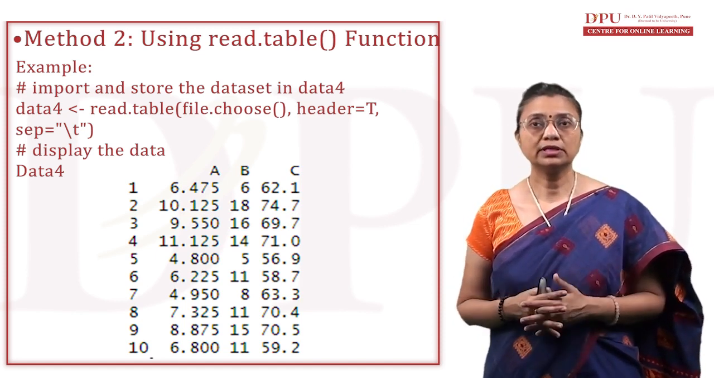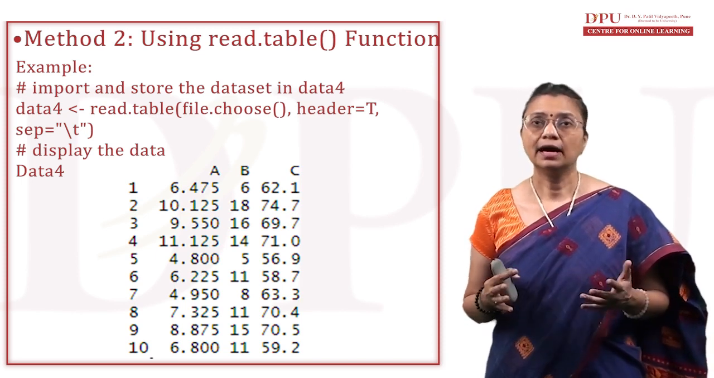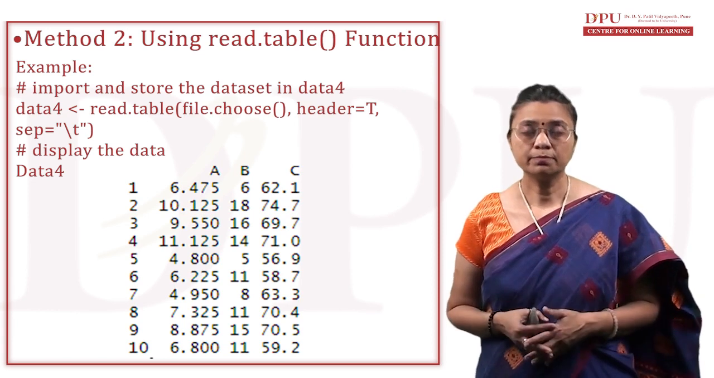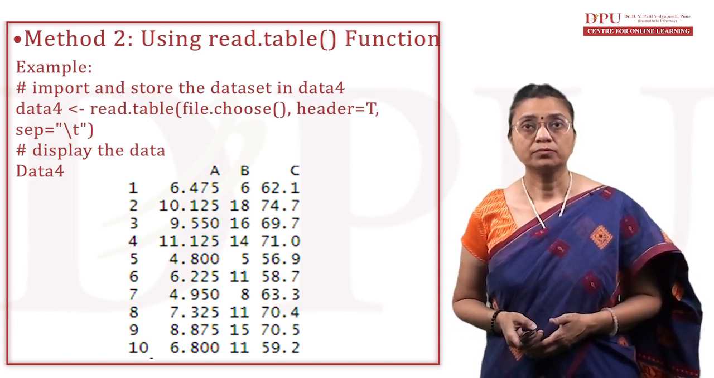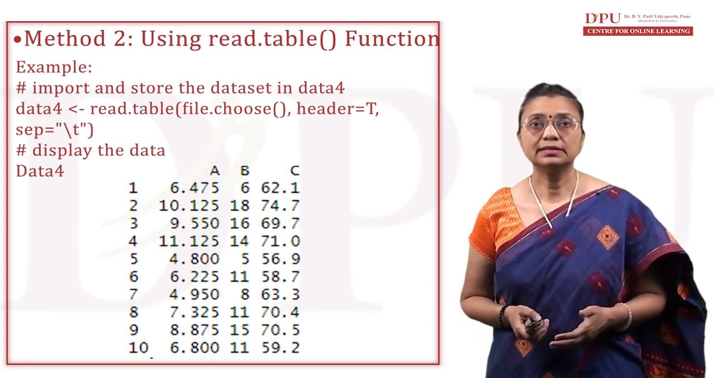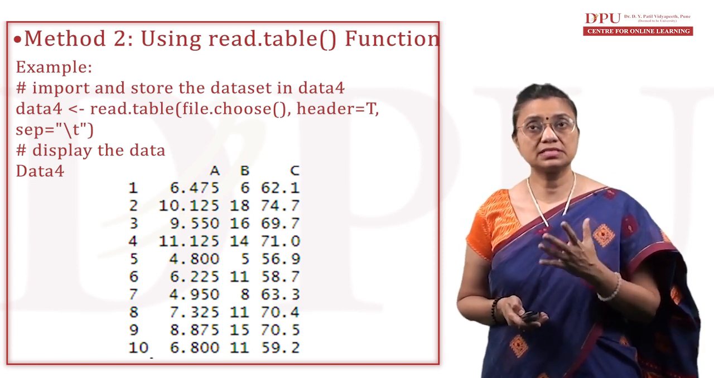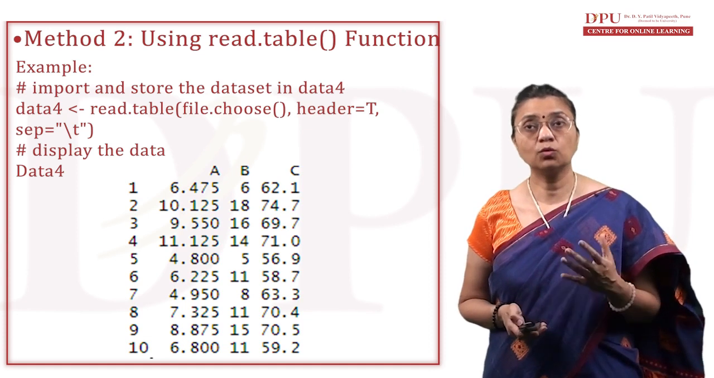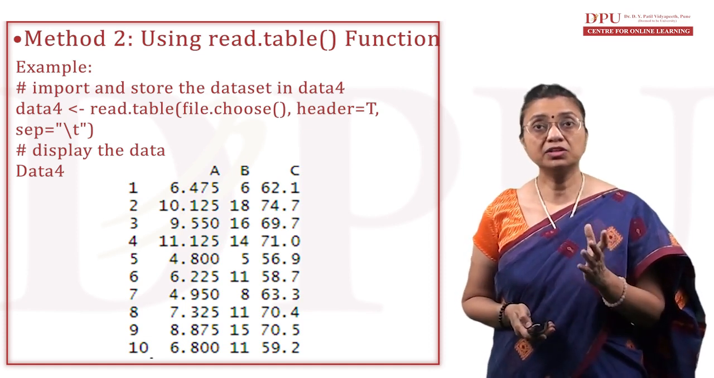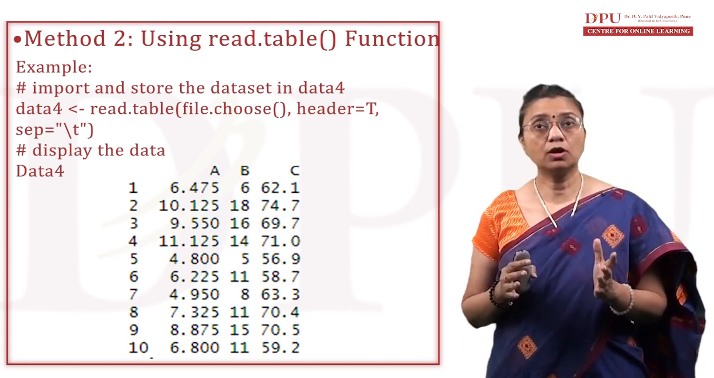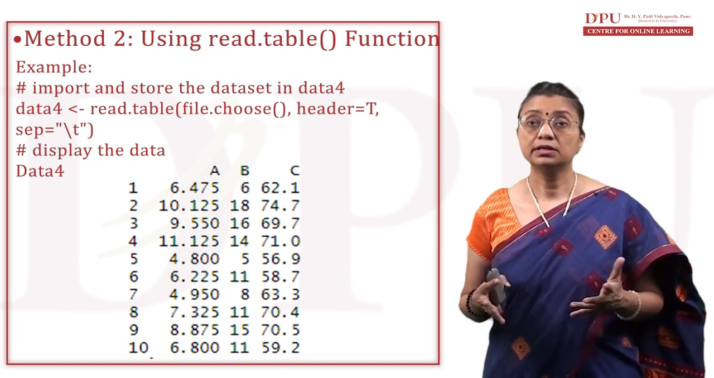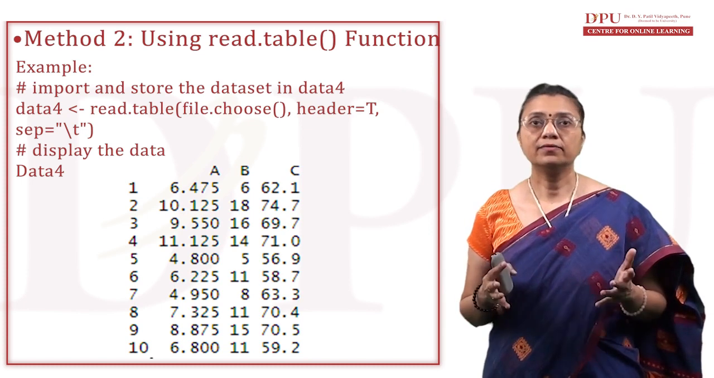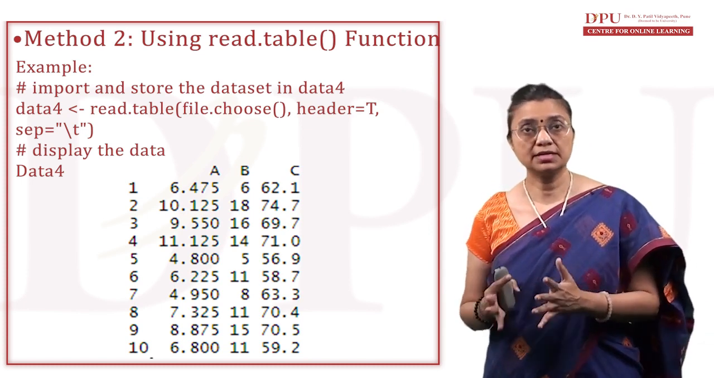So you can see over here, when I display the data, I'll again get the same result. And how do I display the data? I write data4. So you can see that the output remains the same. It is the same output which will come on the screen because the file is the same. The only question is how the columns are separated from each other. So if it is a tab delimited text file, we have to use the separator \t.